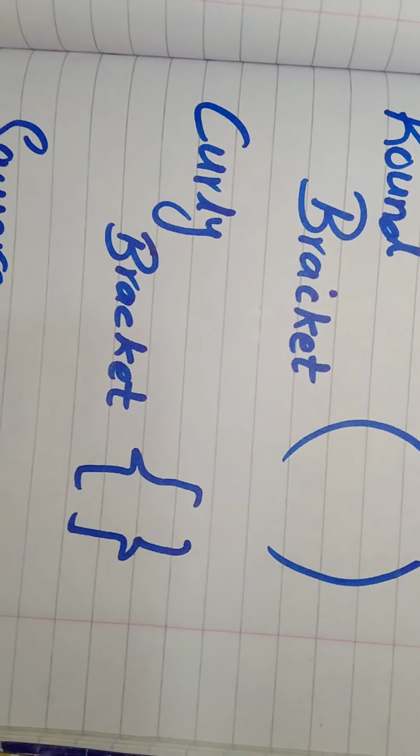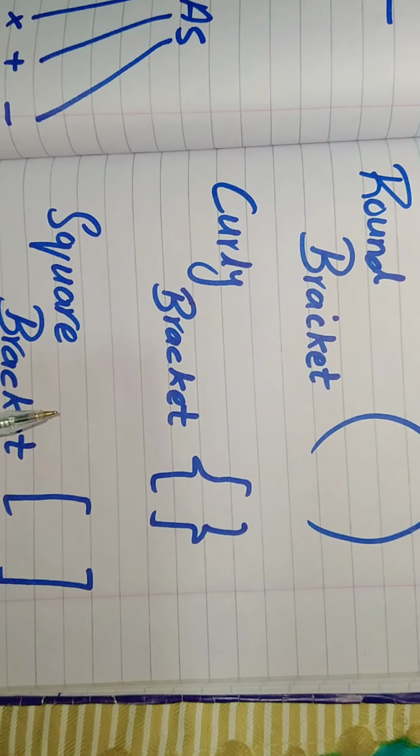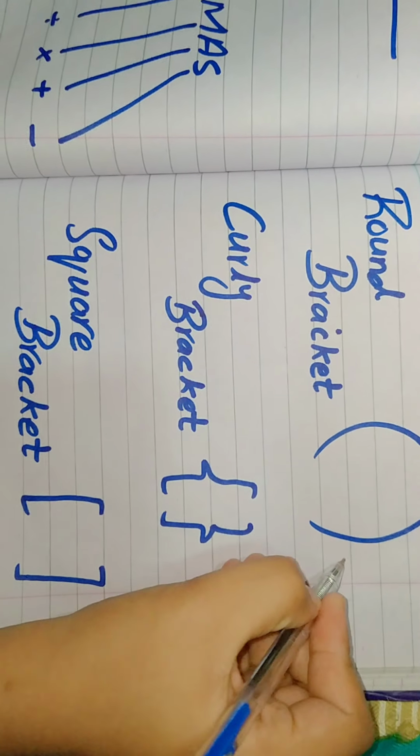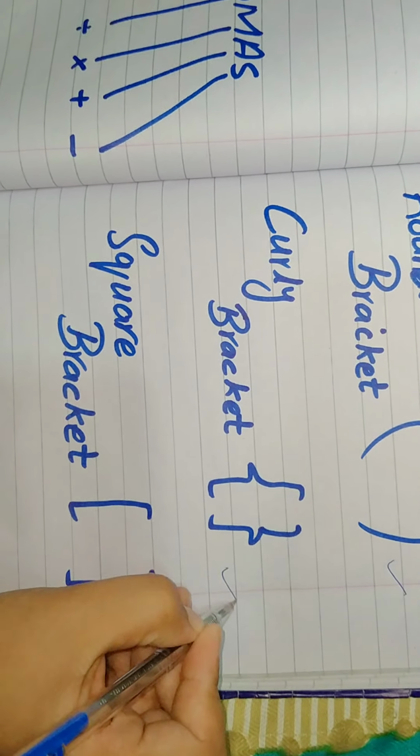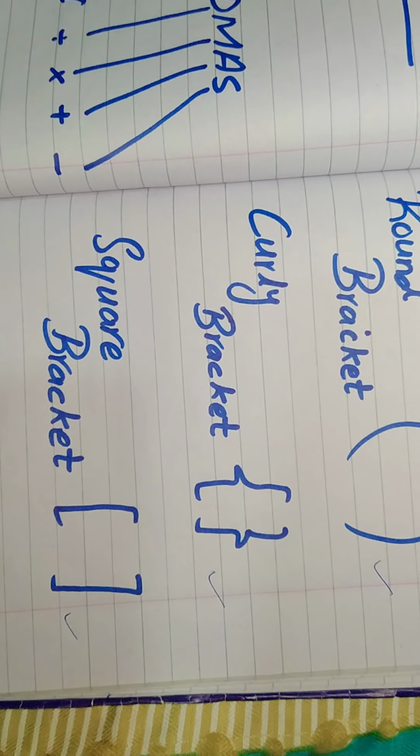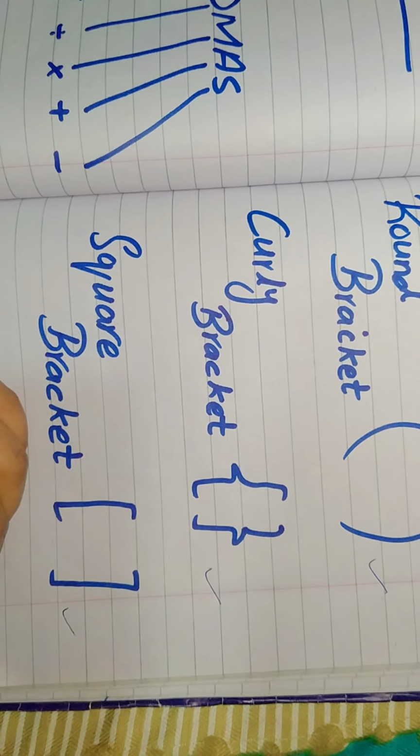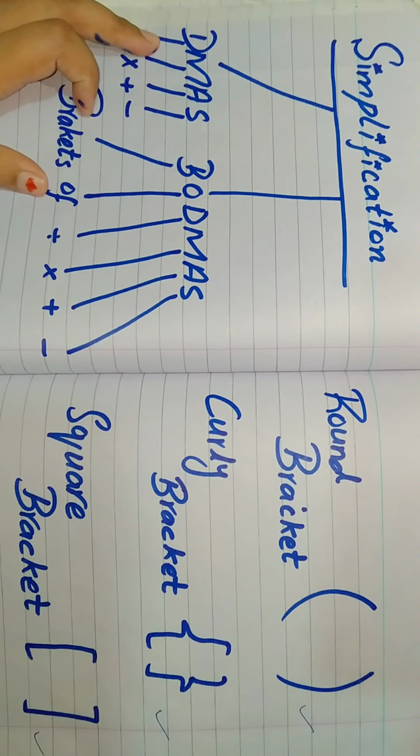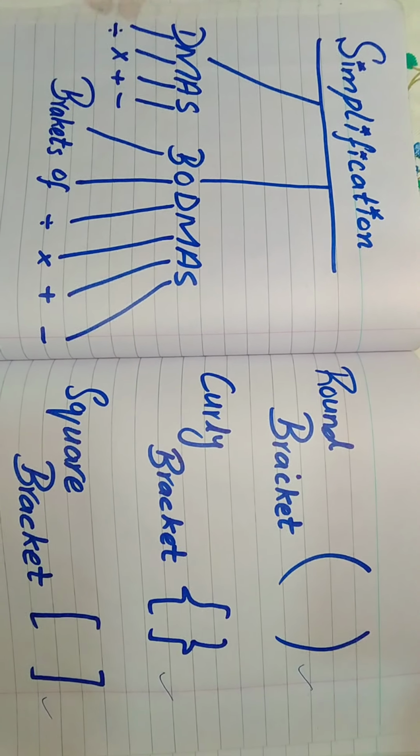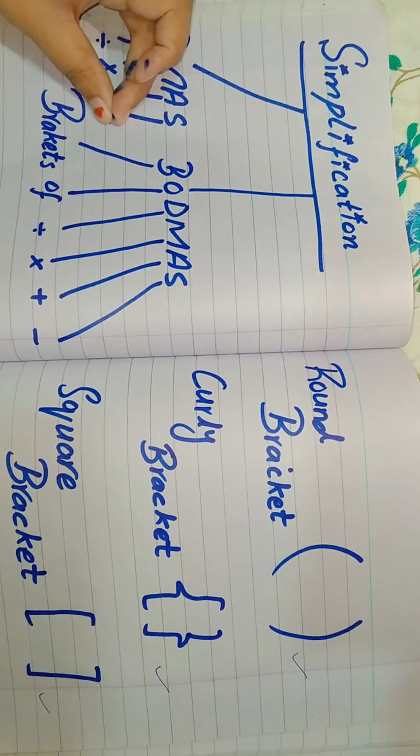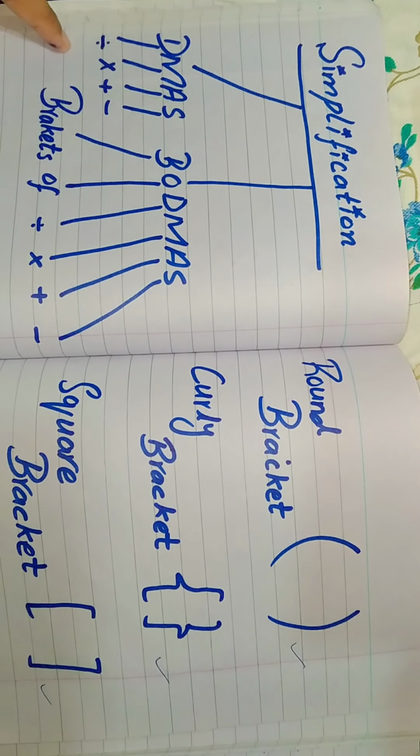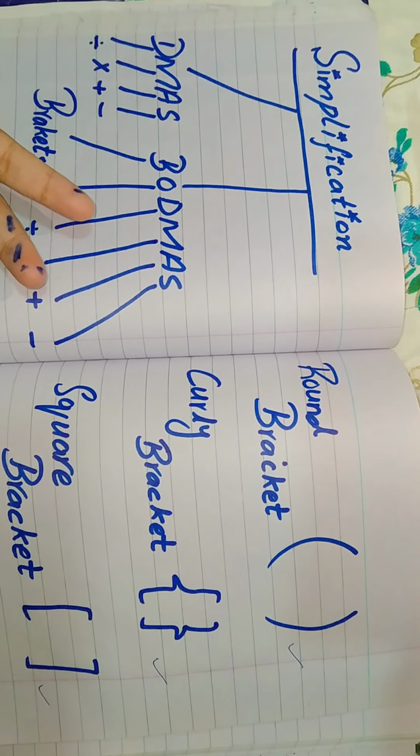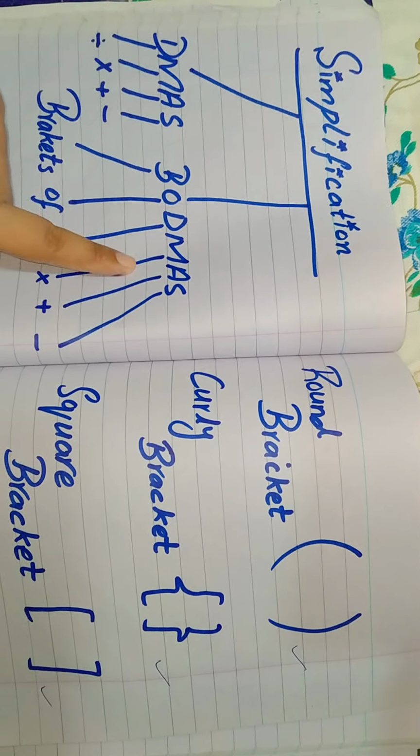Whenever we have these brackets in a question, we have to solve the round bracket first, then the curly bracket second, and lastly the square bracket. So the BODMAS rule is applied when brackets are given, and the DMAS rule is applied when we have to deal with signs: division, multiplication, addition, subtraction. When no brackets are given, we use the DMAS rule, and when brackets are given in the question, we follow the BODMAS rule.